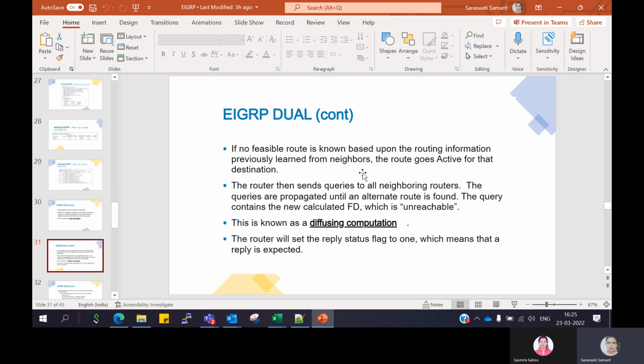If no feasible route is there, considering the routing information from previously learned routes from neighbors, then what will the router do if it does not have a feasible successor? In that scenario, it will send queries to all neighbors. The queries are propagated until it finds an alternate route. The query contains the new calculated FD, and that's how the diffusing computation will occur. The router will set the reply status flag to 1, which means it is expecting a reply and will be waiting for the reply.